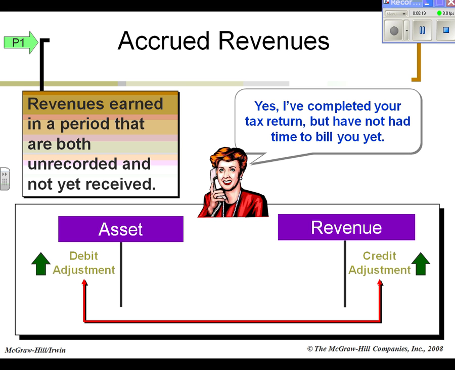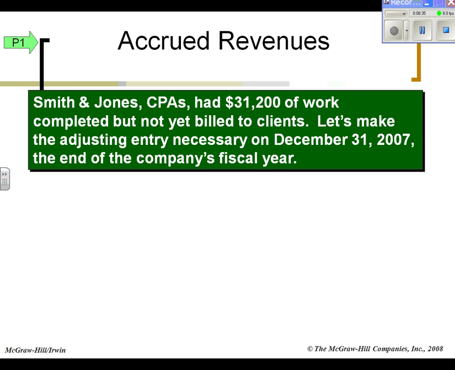And the entry that we're going to make, and this is the adjusting entry, we're going to record an asset, an account receivable the person owes us, and we'll record the revenue. So we haven't received the cash with accruals. We don't receive the cash yet. All right, so here's the example. Smith & Jones CPA had 31,200 of work completed but not yet billed to clients. Let's make the adjusting entry necessary on December 31st, the end of the company's fiscal year.